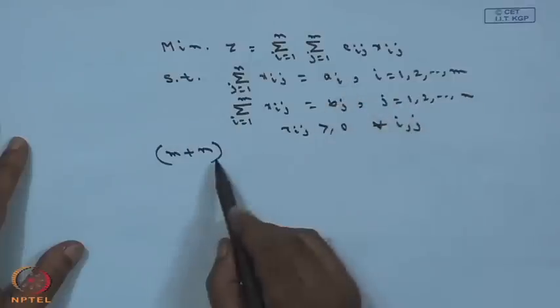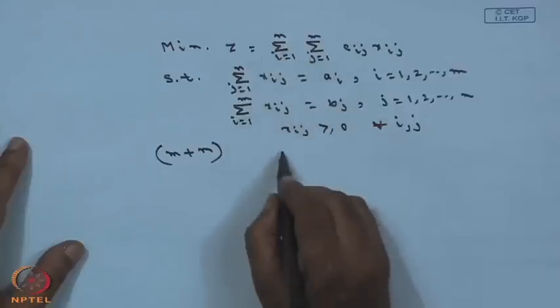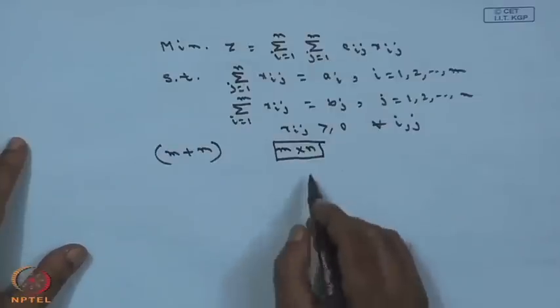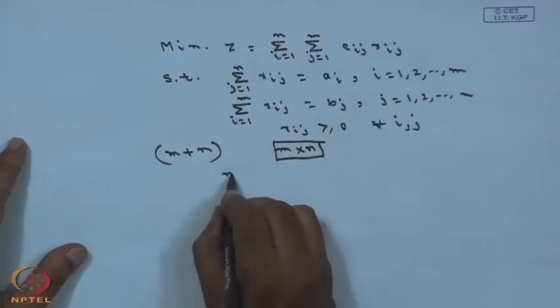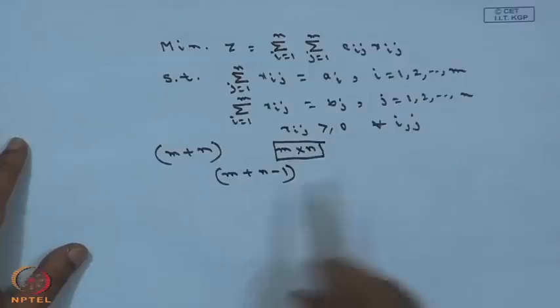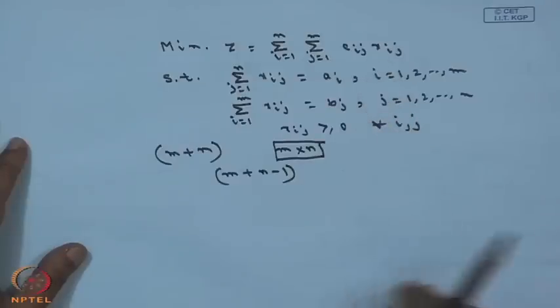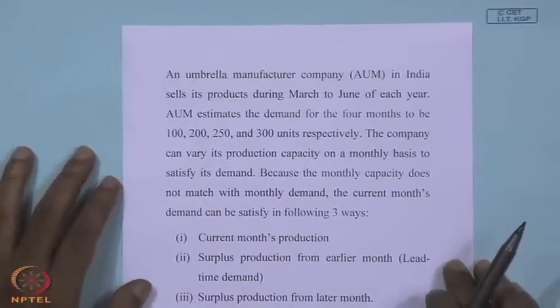So, the total number of constraints is m plus n, and the total number of variables is m into n. The number of basic variables in this case will be m plus n minus 1. So, if you wish, this problem can be directly solved by the simplex algorithm that we have learned earlier. Before that, how do we develop a transportation problem? Consider this example, I think it is clear to you.